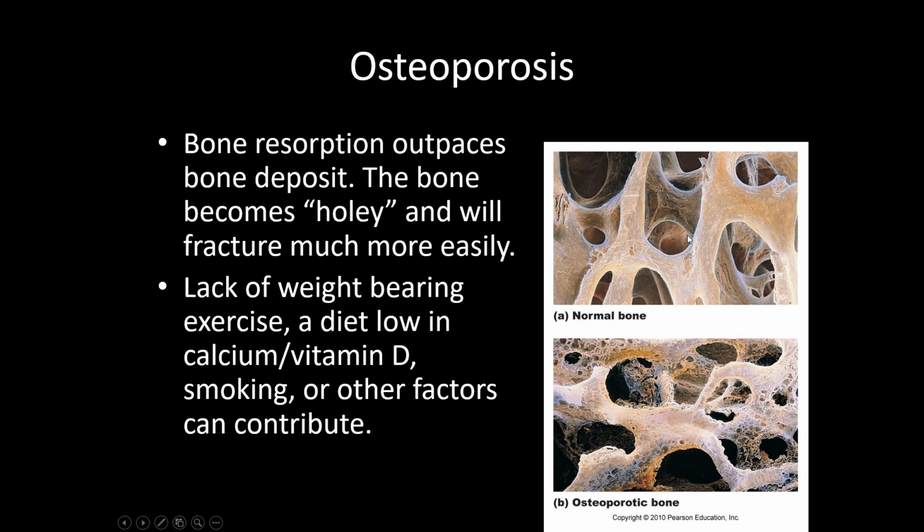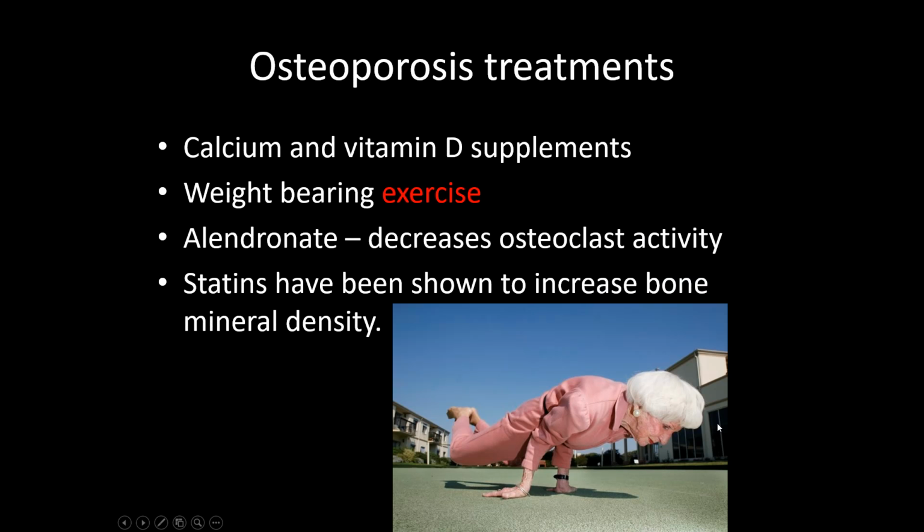Osteoporosis you usually see in geriatric patients. The bone is being torn down faster than it's being replaced. So it does end up making the bones look porous or holey. That's why it's called osteoporosis. Treatments for this, do weight-bearing exercise. Again, get off your butt, stress your bones, and they will get stronger over time.